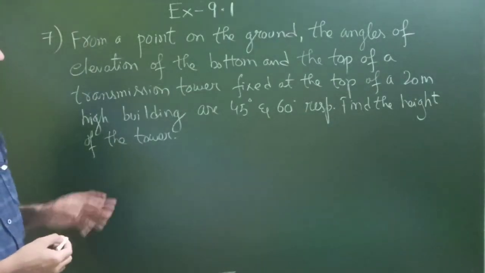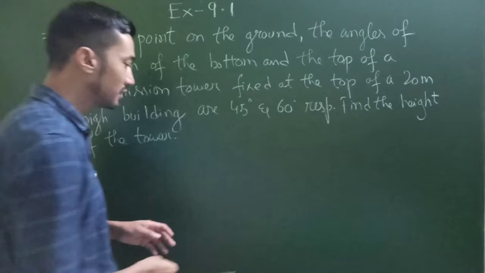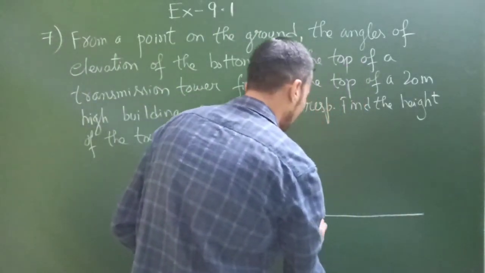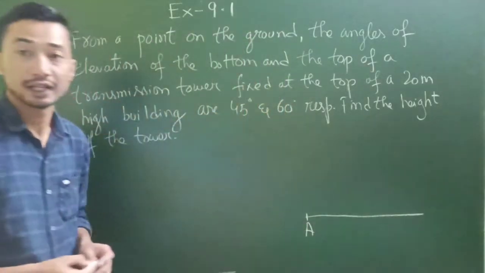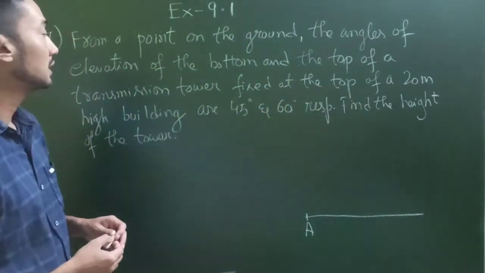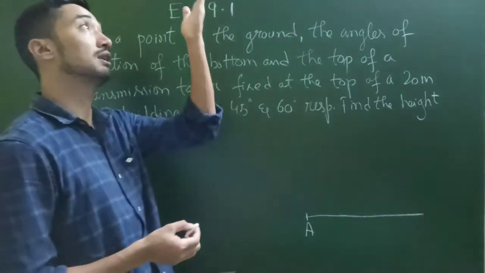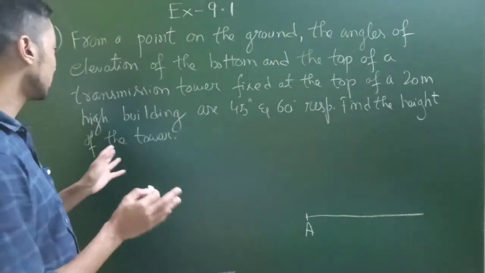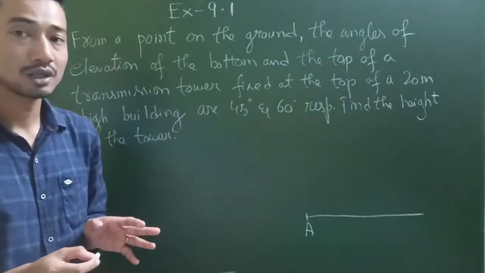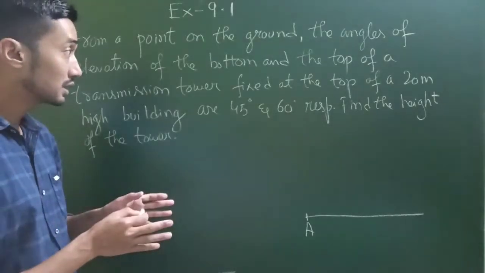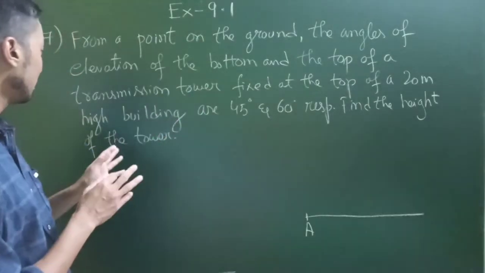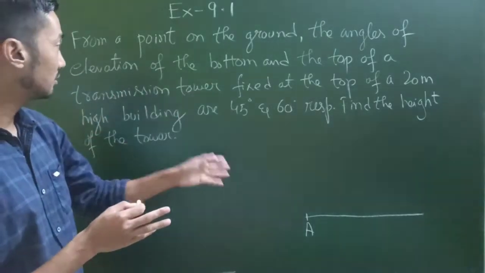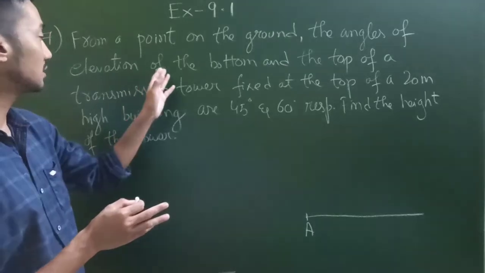The question 7 says from a point on the ground, okay, so let this be the ground. So from a point on the ground, let's say the point is A. So from a point on the ground, the angles of elevation, that means angles of elevation, you're looking up. Angles of elevation of the bottom and the top of a transmission tower, which is fixed at the top of a 20-meter high building. That is like from the ground, you're looking at the angles of elevation.